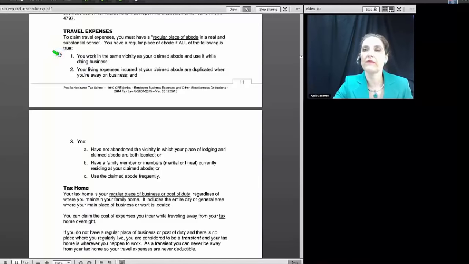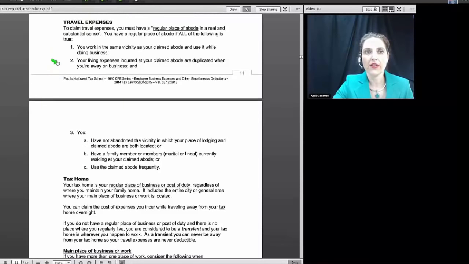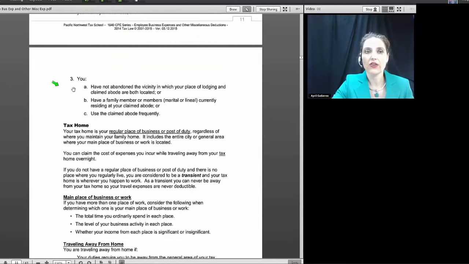You work in the same vicinity as your claimed abode, and you use it while you're doing business. Also, your living expenses incurred at your claimed abode are duplicated when you're away on business, and you have not abandoned the vicinity in which your place of lodging and claimed abode are both located, or you have a family member or members, marital or lineal, currently residing at your claimed abode, or you use that claimed abode frequently.